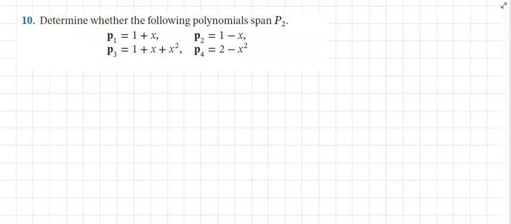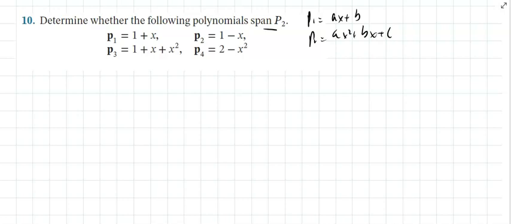And I want to move to number 10. And it's asking, determine whether the following polynomials span. Okay, well, they're not saying find, which is good. Basically, what they're asking us to do. Now, what's P2? P1 is ax plus b, that's a linear equation. P2 is quadratic, ax squared plus bx plus c. Cubic is ax cubed plus bx squared plus cx plus d, and so on and so forth.